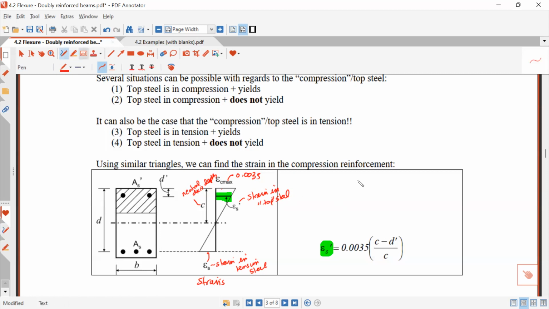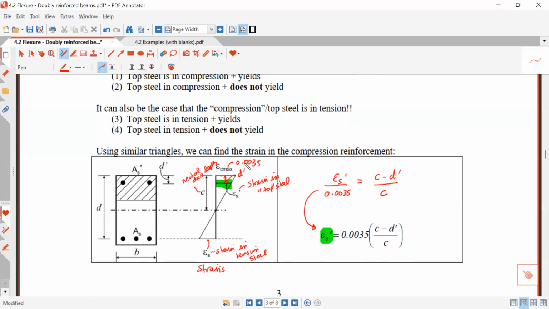So, right, I have epsilon S prime over 0.0035. And then here, what do I have? This distance from here to here is d prime. So if I have here c minus d prime, and then this here is c. If I rearrange, I'll end up with this. So knowing these things, c and d prime, I can figure out what the strain in the steel is. And then I can know, is it in compression or is it in tension? And is it yielding or is it not yielding? Then I know which analysis I need to do.